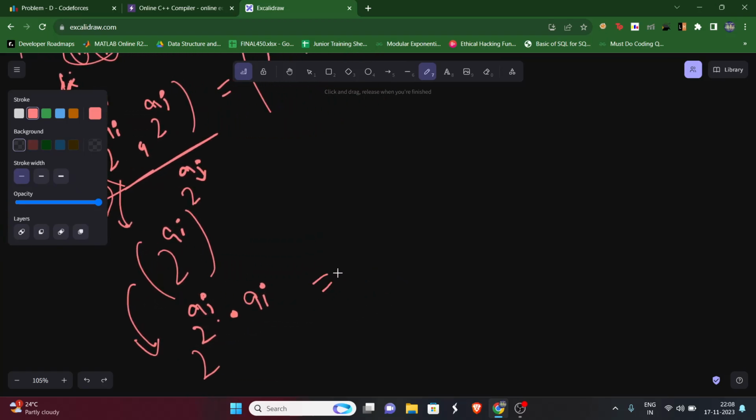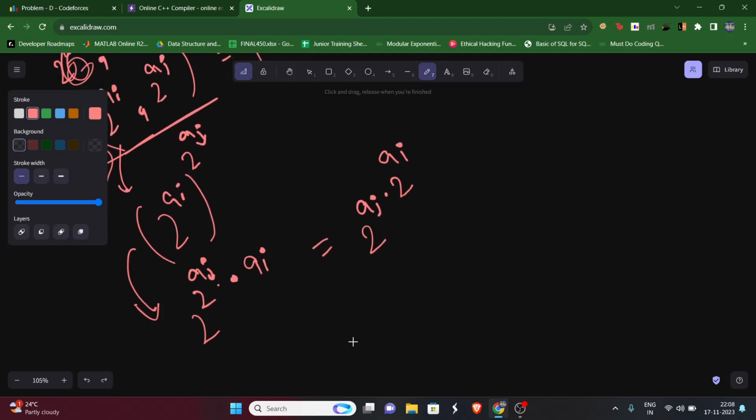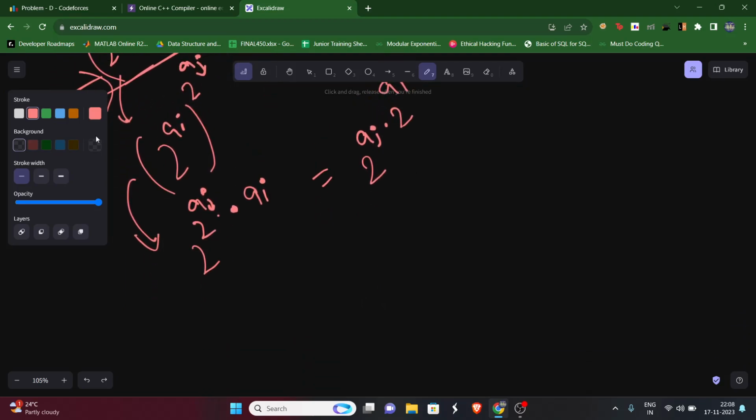Similarly, on the right hand side, it becomes 2 to the power a of j multiplied by a of i. Now what we can see from here is that the base is 2, right? The base is 2.